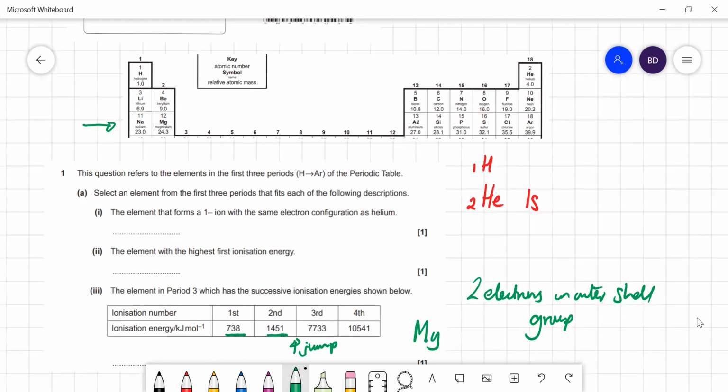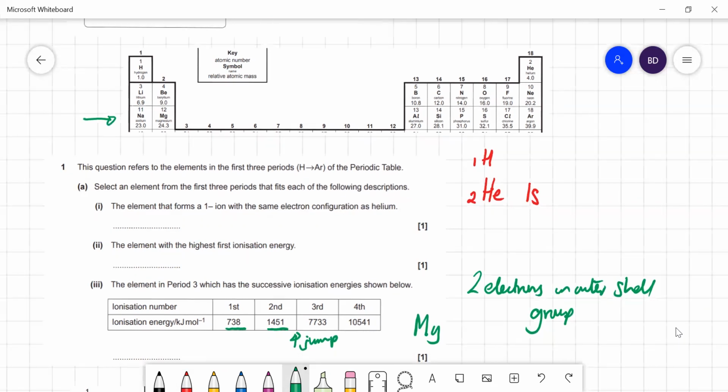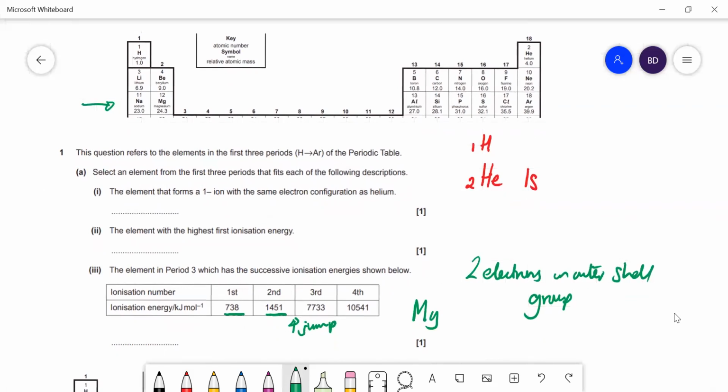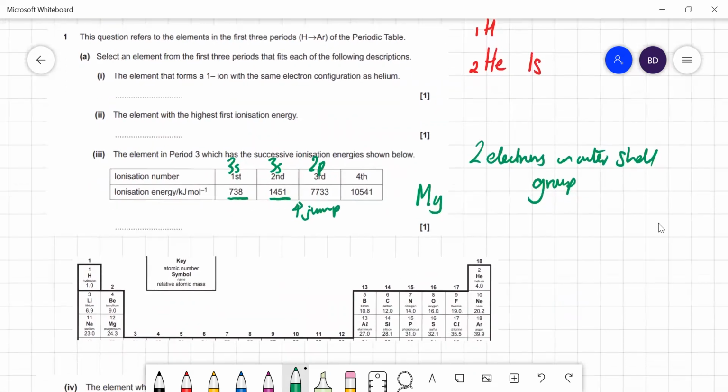You look for the big jump, and that's when the third electron must be coming from, in this case, this electron is coming from 3s. That's coming from 3s. And then the third one is coming from 2p. So that's from a new quantum shell, much closer to the nucleus and less shielding.